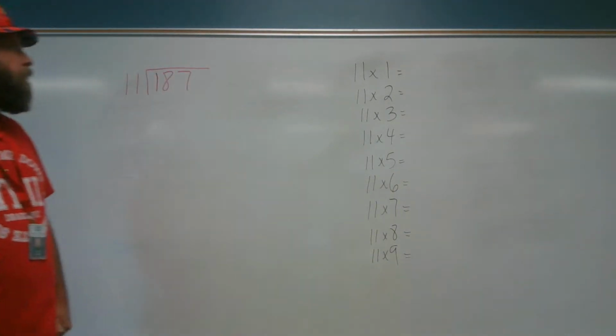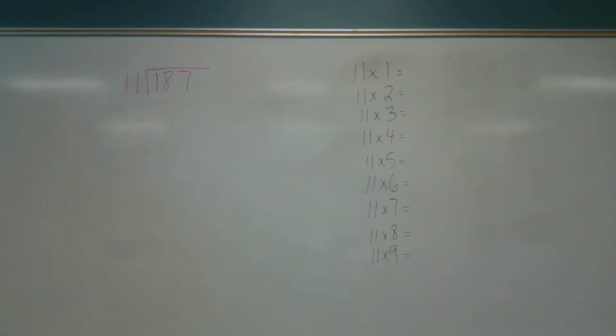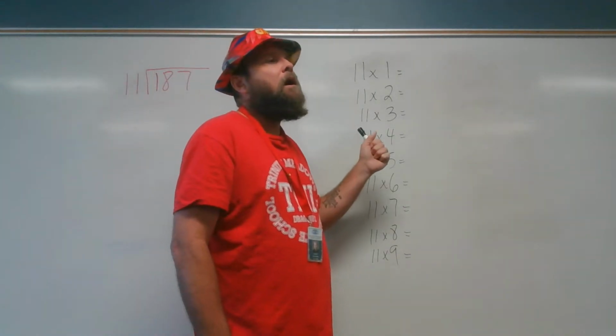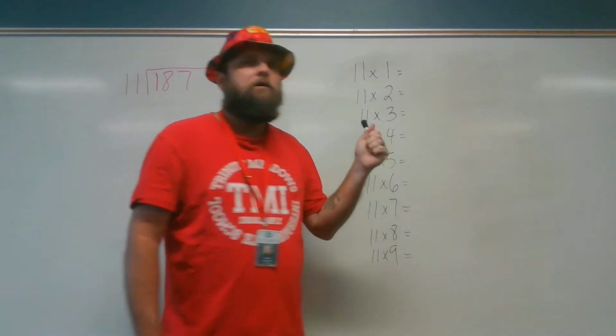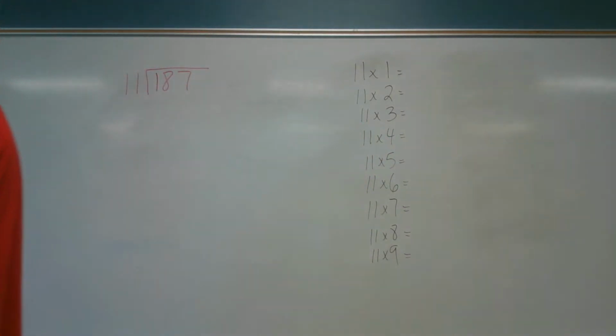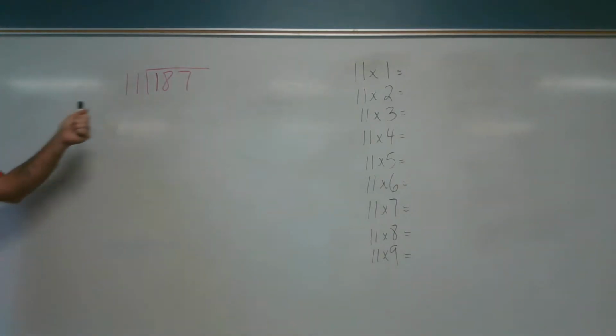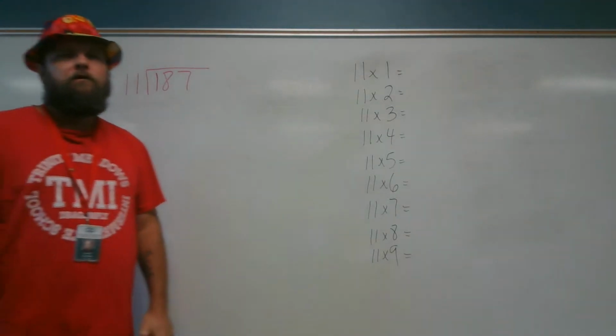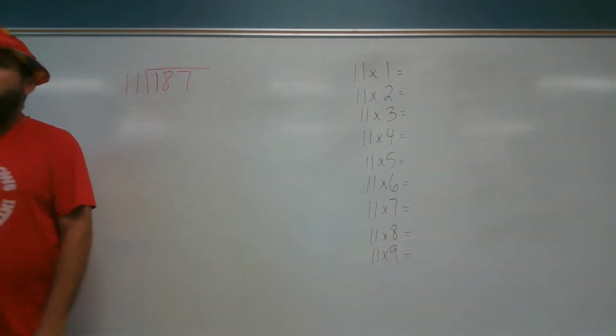This problem we have 187 divided by 11. The first thing you're always going to do is list the multiples of your divisor. Your divisor is the number on the outside. You're going to list the multiples of the divisor.